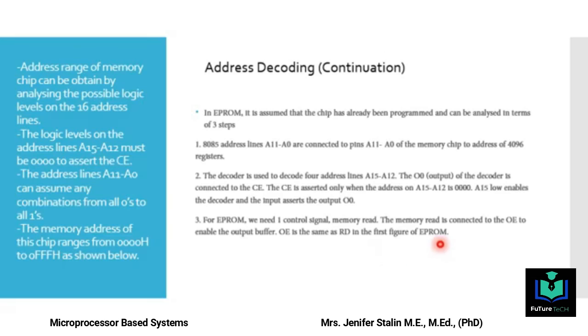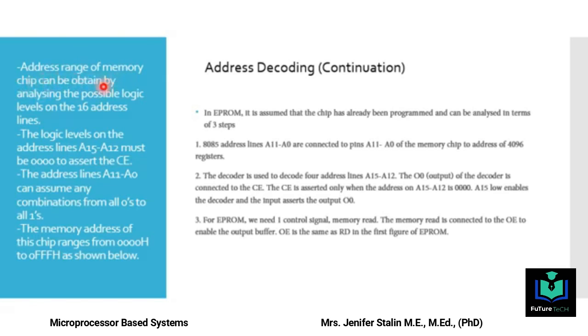The memory read is connected to the output enable buffer. To enable the output buffer, output enable is the same as the read signal in the first figure of the EEPROM that we have discussed before. So now I'm going to have some set of example.